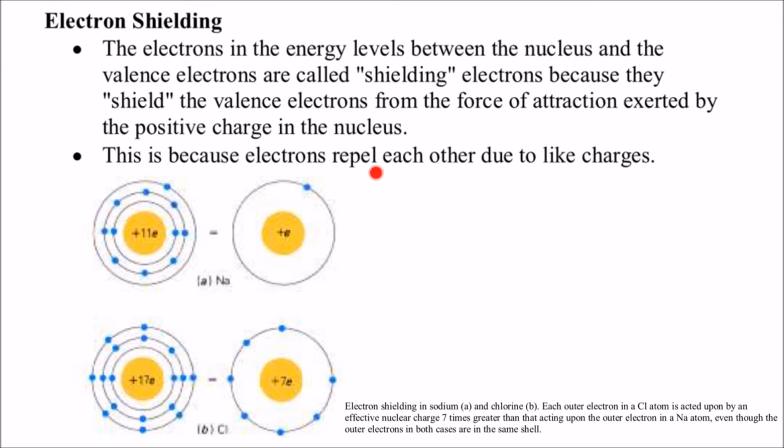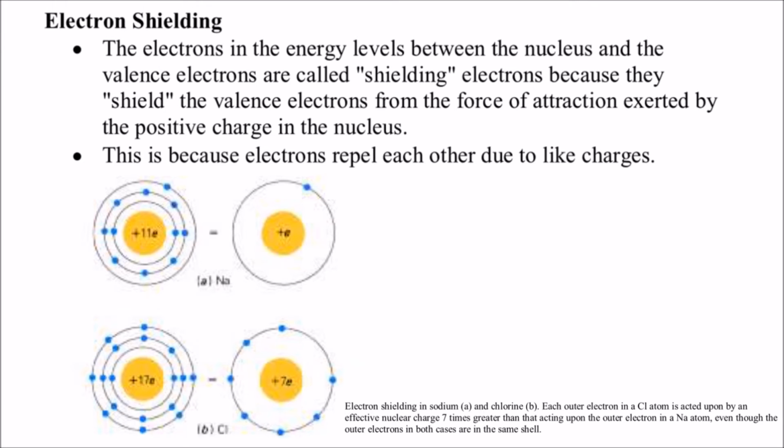This is because electrons repel each other because of like charges, okay? So if we're looking here at this ring, we've got our nucleus in the center, we've got the first energy level, the second energy level, and the third energy level, which would be the valence energy level. Okay, well, there are 11 protons inside the nucleus, and we have 11 electrons circling it.